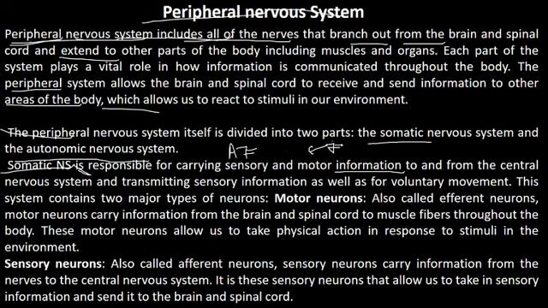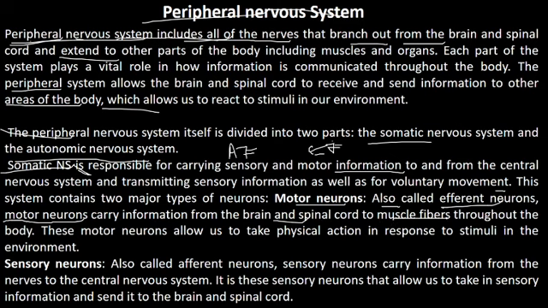Remember, information to and fro from the what? Central nervous system, and transmit sensory information as well as what? Voluntary movement. Now, this system contains two major parts in neurons: motor neurons, also called what? Efferent neurons. Okay, motor neurons carry information from the brain and spinal cord to muscle fiber.